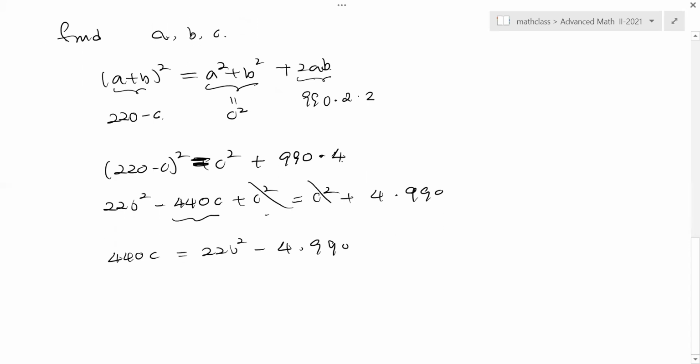Now, what is the best way to solve this problem? Well, they are all multiples of 11.